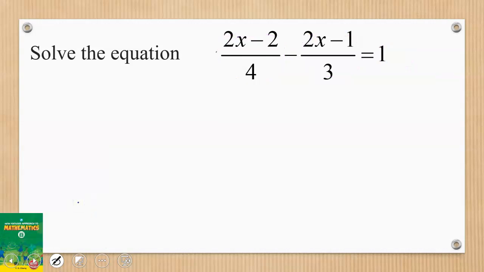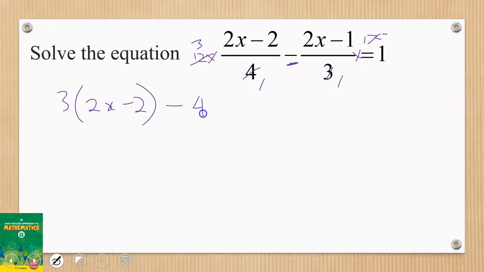And so here by 12, then the 4 can divide itself and 4 can divide here as 3. So we're going to have 3 multiplying the 2x minus 2. Then minus is here already. Then here 2 by 12. 3 can divide itself 1 and divide here 4. And the 4 will multiply 2 of the x minus 1. All is equal to 1 also times 12 will give us 12. Then we expand and simplify.